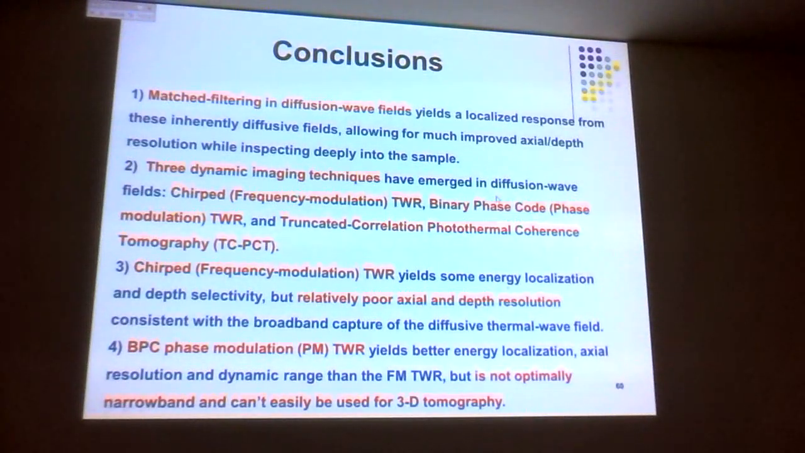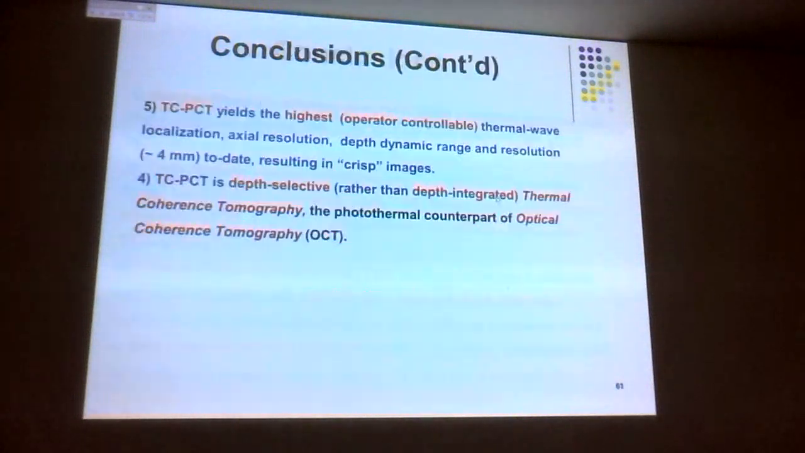So, conclusions. We basically ended up with a matched filtering in diffusion wave fields that gave us a localization. We did 3 methodologies to optimize the localization. One of them was chirped thermal wave radar, then binary phase code, and truncated correlation photothermal coherence tomography. Energy localization for the chirp was not very good. The binary method is better, but it's not optimally narrowband to do 3-dimensional tomography.